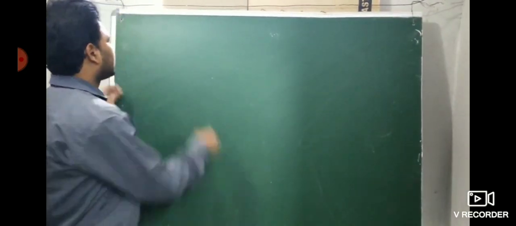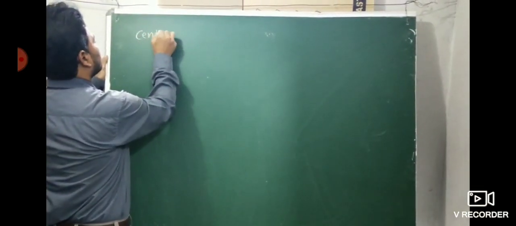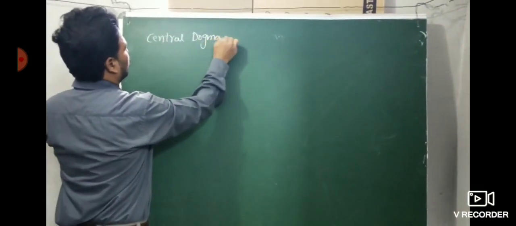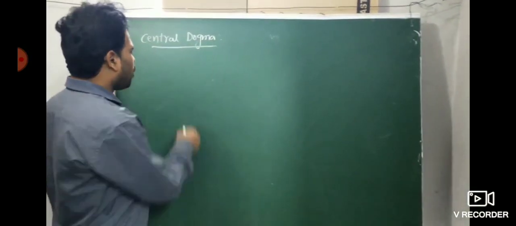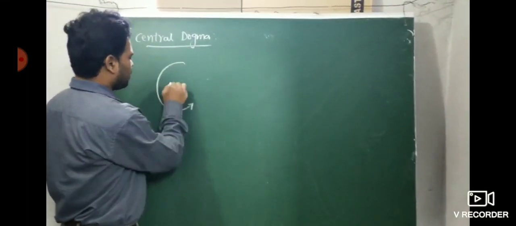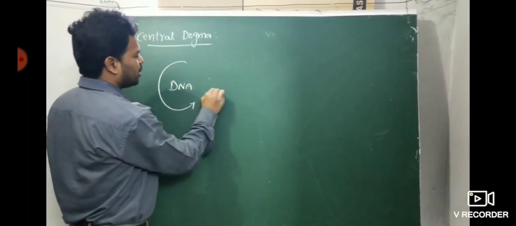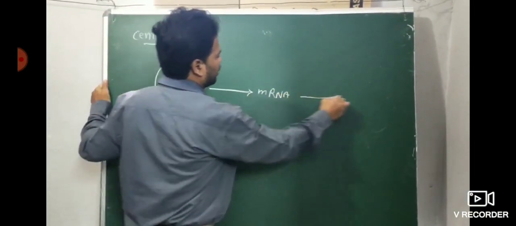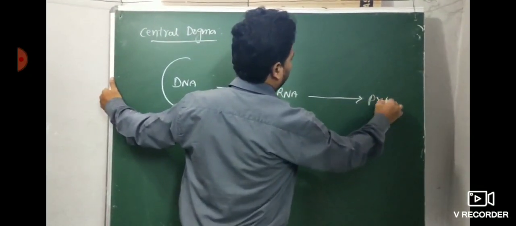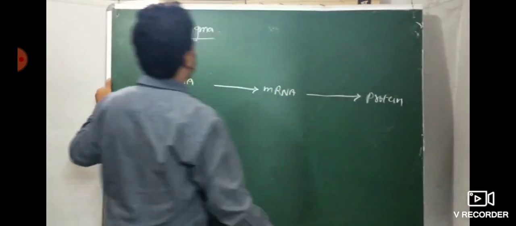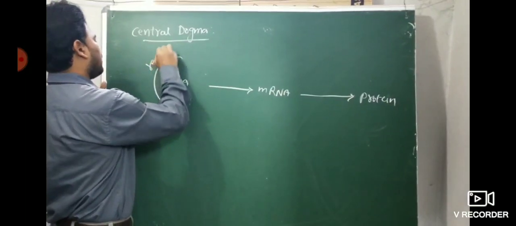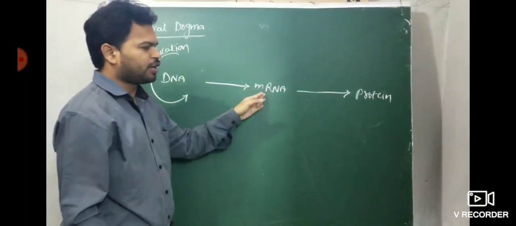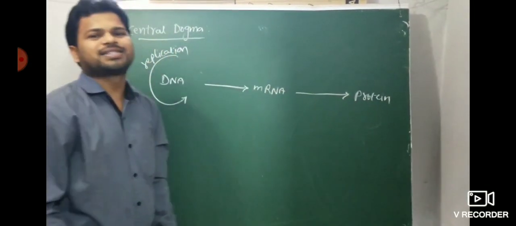Next concept: central dogma. This is an important concept, and a 3-mark question is also possible. The central dogma is the flow of genetic information: from DNA to mRNA, and from mRNA to protein.